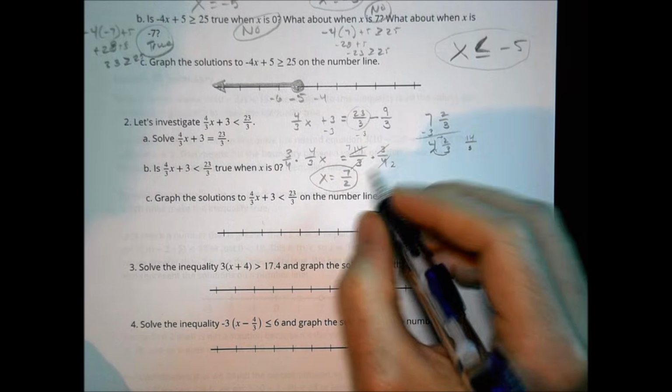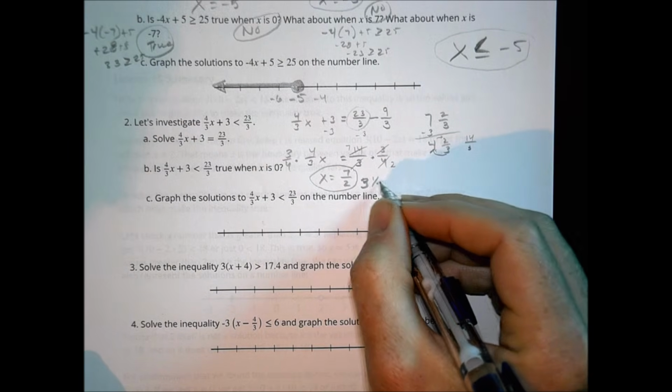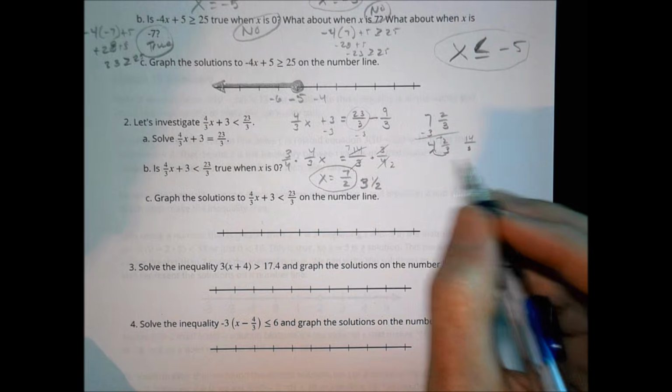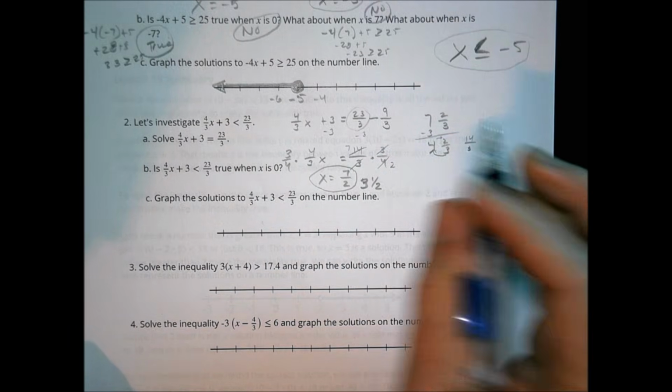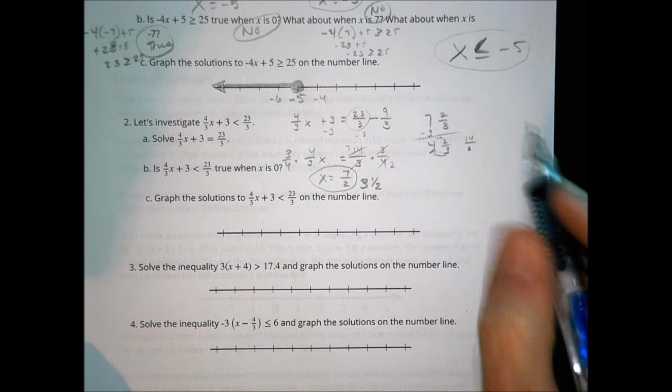So that's also the same as 3.5, right? Is where we are there. Because 2 goes in there 3 times with 1 left over, so 3.5. Is this equality true when x equals 0? All right, so that's our boundary line.